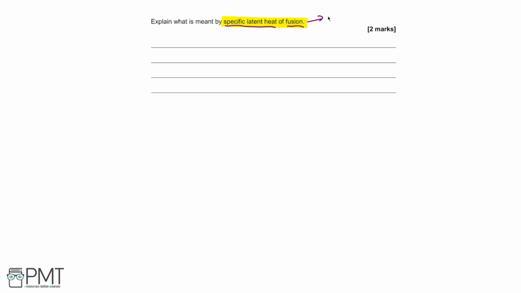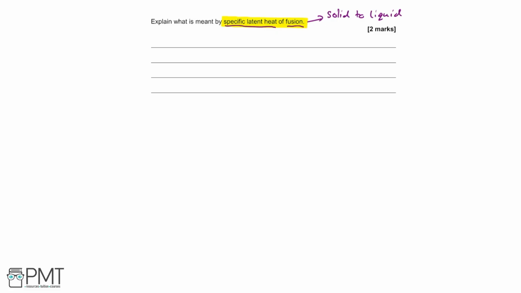The fusion part describes a phase change from solid to liquid. Note that it has to be this way around because in our definition of specific latent heat, we said that it's the energy required to change the state. What we're doing when we change the state from solid to liquid is we're breaking bonds, thus making the particles in the substance more free to move.